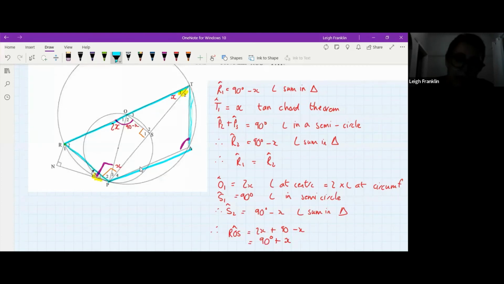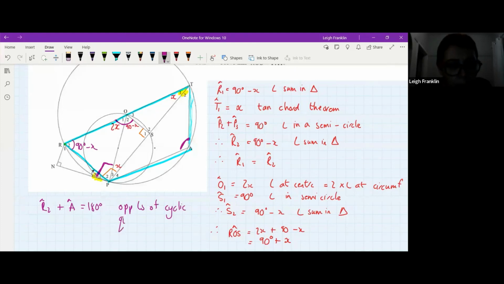Okay, there is the cyclic quad. What do we know about cyclic quads? The opposite angles of a cyclic quad are supplementary. They add up to 180 degrees. Don't we know how big R2 is? We've already established that R2 is 90 minus x. So what we can say is that R2 plus A is equal to 180 degrees. Our reason for this: opposite angles of a cyclic quad are supplementary.